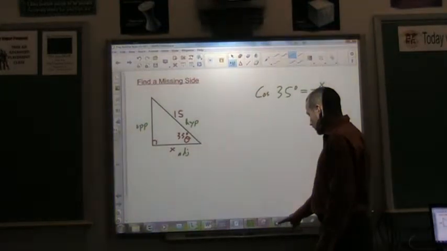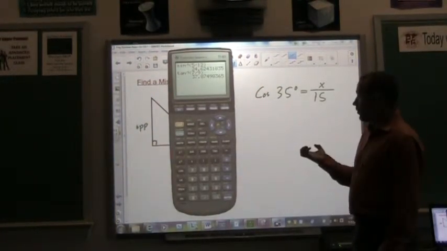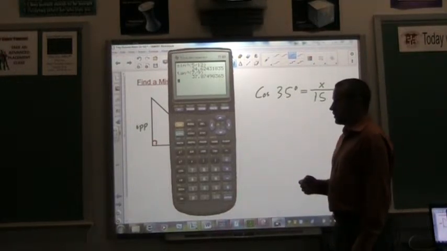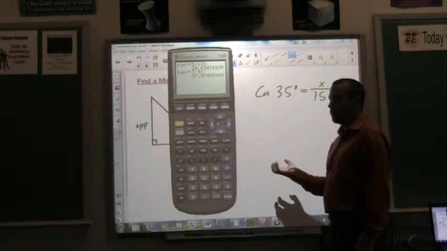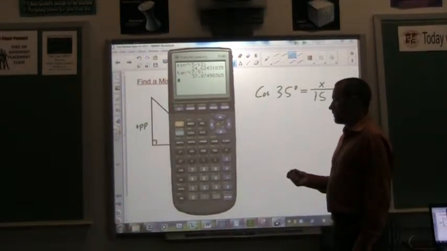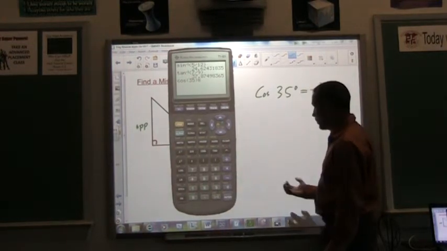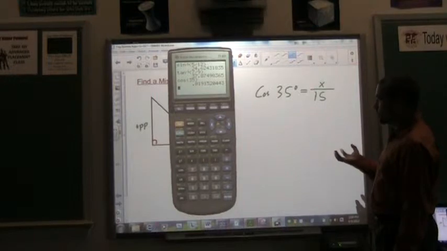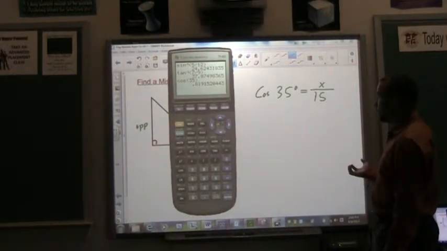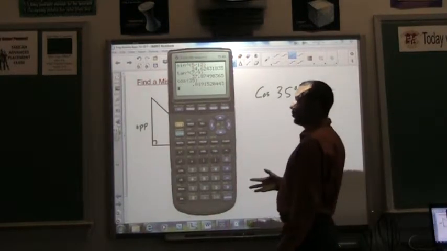Well, your calculator also knows what the ratio for any angle is. So if I know my angle, then my cosine, my calculator can tell me what the ratio is. So if I put in cos of 35, my calculator will tell me what the ratio is. Okay. Now you might be saying, well, that's not a ratio, that's just a number. And it's a decimal number. Well, it is a ratio in a sense. It's just a ratio with 1.